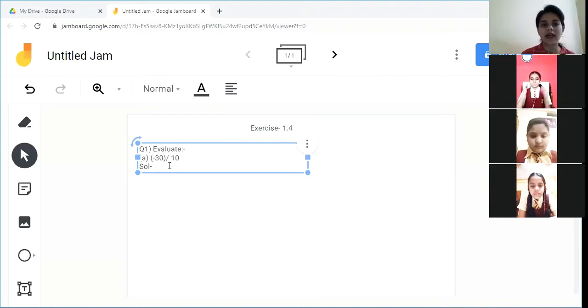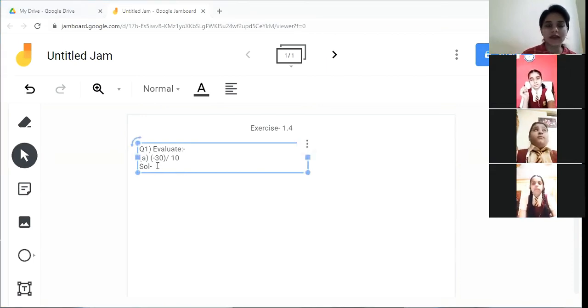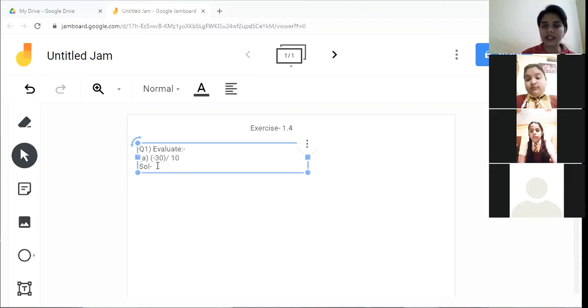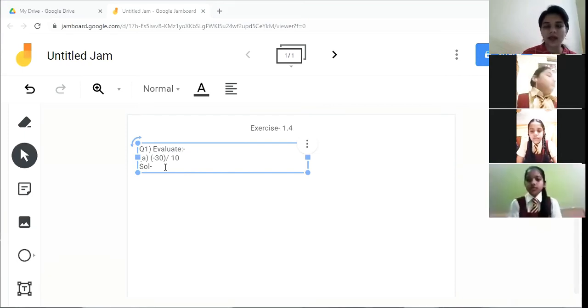So, children, you already know how we are dividing two numbers. So, if there are integers given to you, it will not affect our division. Division will be the same, but according to the sign, we put the sign in the result. Whatever sign is given to you in those numbers.